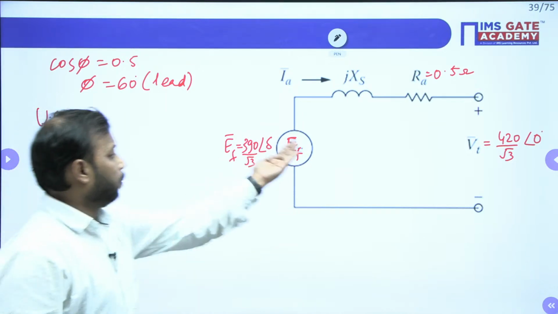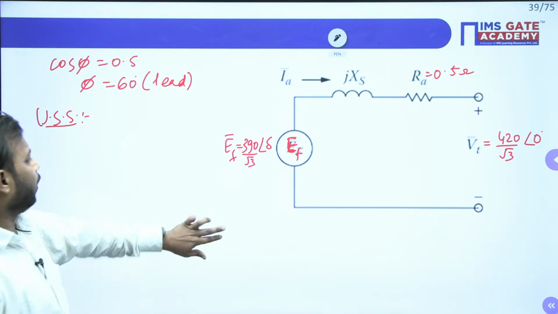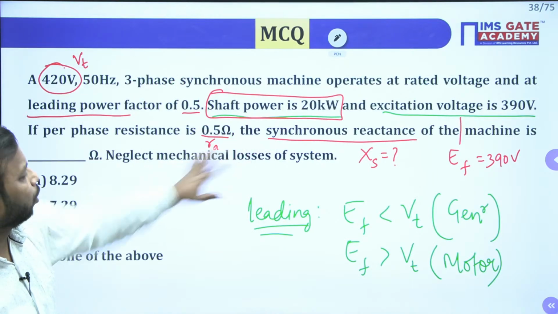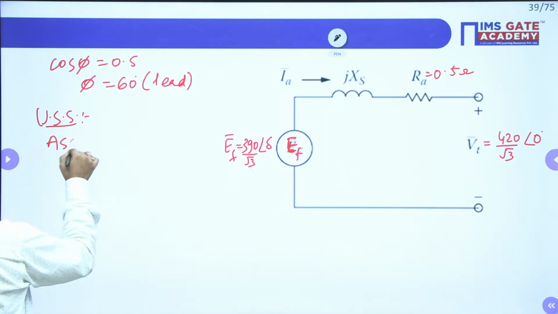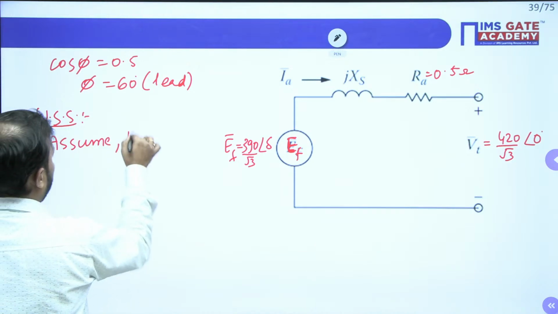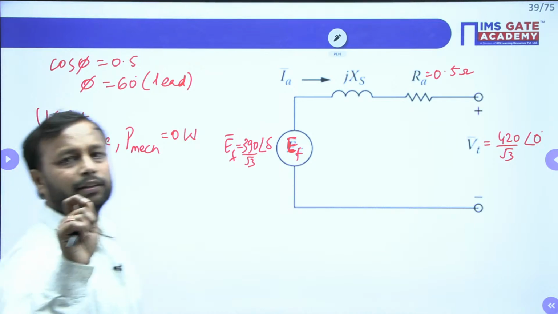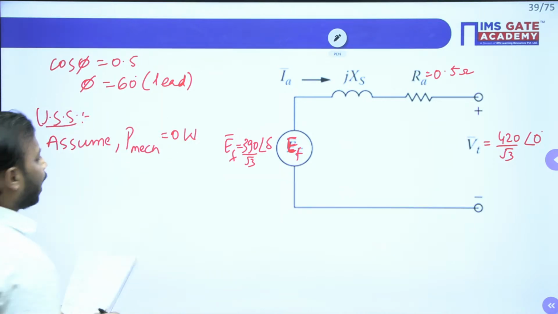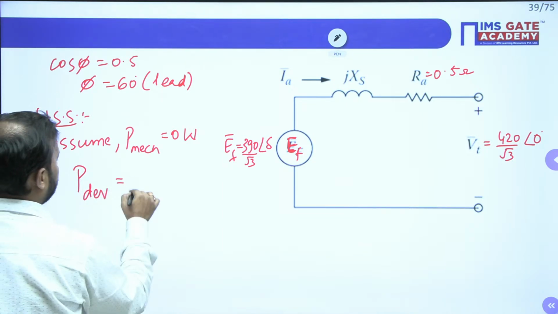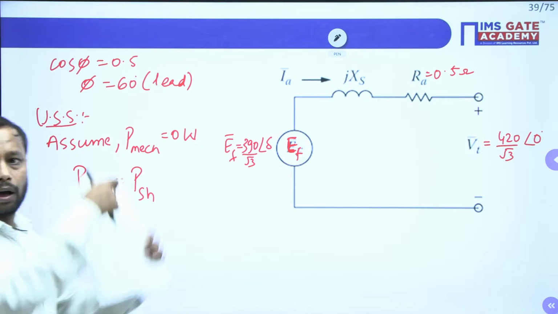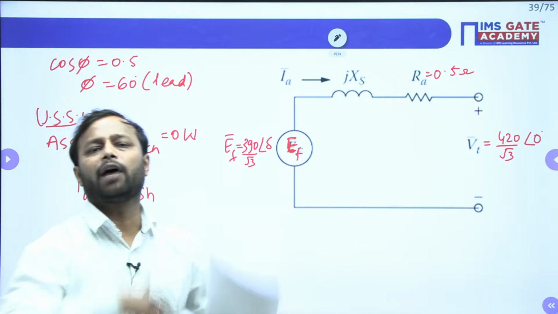Now, before this, mechanical loss has to occur. But do we have any information regarding the mechanical loss? No. If no information is given, then assume P mechanical equal to 0 watt. If P mechanical is equal to 0 watt, then this means that P developed is equal to P shaft. Means at the turbine, whatever power is generated is directly the developed power.